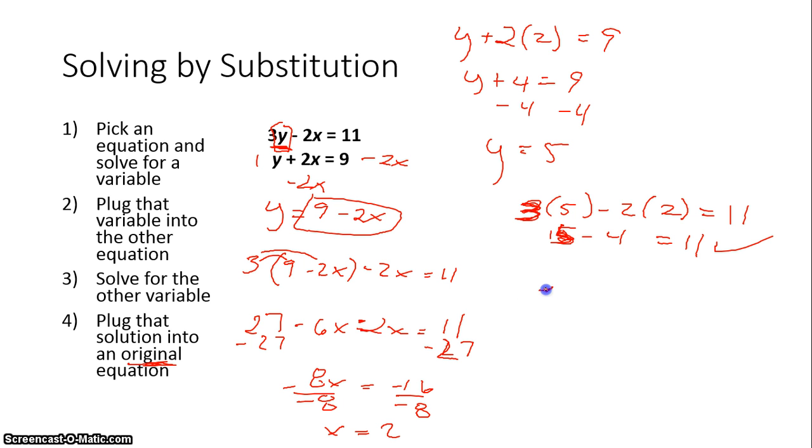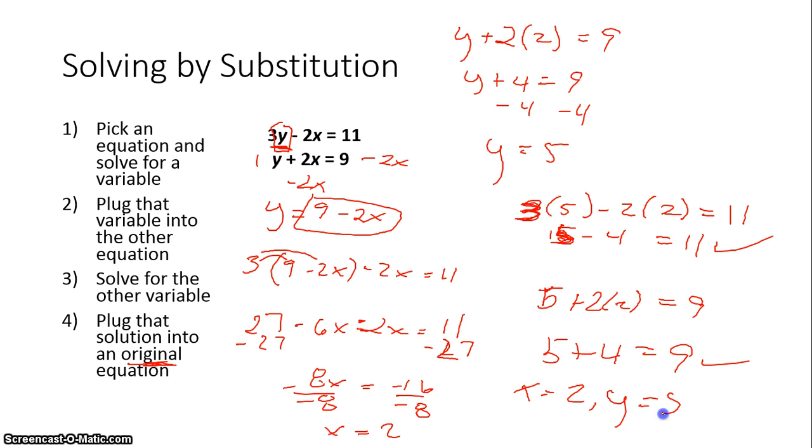And then do your other one. y plus 2x equals 9. So I have 5 plus 2 times 2 is supposed to equal 9. That gives me 5 plus 4, which equals 9. Check. It's not a whole lot of math, so you should be able to check every single answer you get, and it is a requirement. So 2 lines really is all you need. They check. So my final answer would be x equals 2, y equals 5.